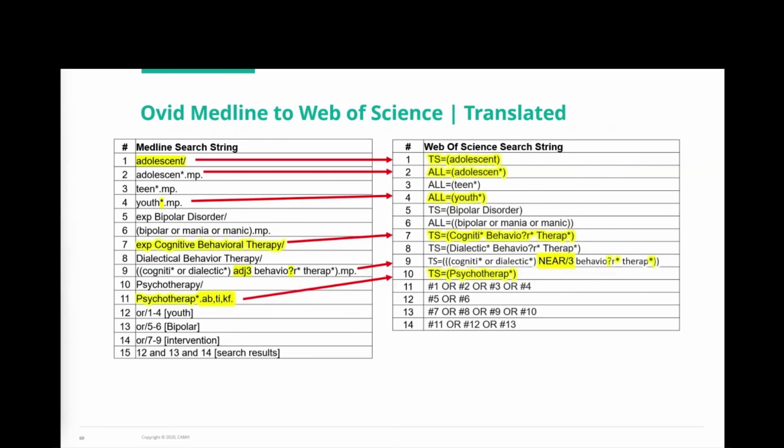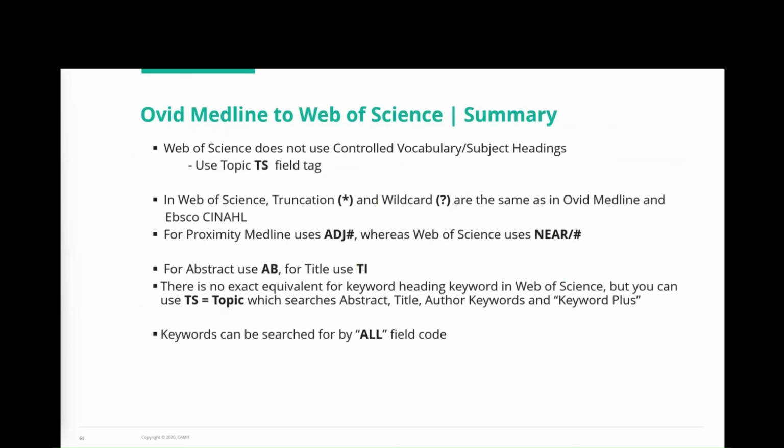So here's a look at the final translation. To recap, there are no subject headings in Web of Science, so we can use the field tag TS for topic search. For truncation, we can use the asterisk, and for proximity search, we'll use capital NEAR, slash, and a number, whereas in Medline and PsycINFO, we use ADJ and a number. And for default keyword search, we can just use the all field tag. Here's a summary of what we just did.